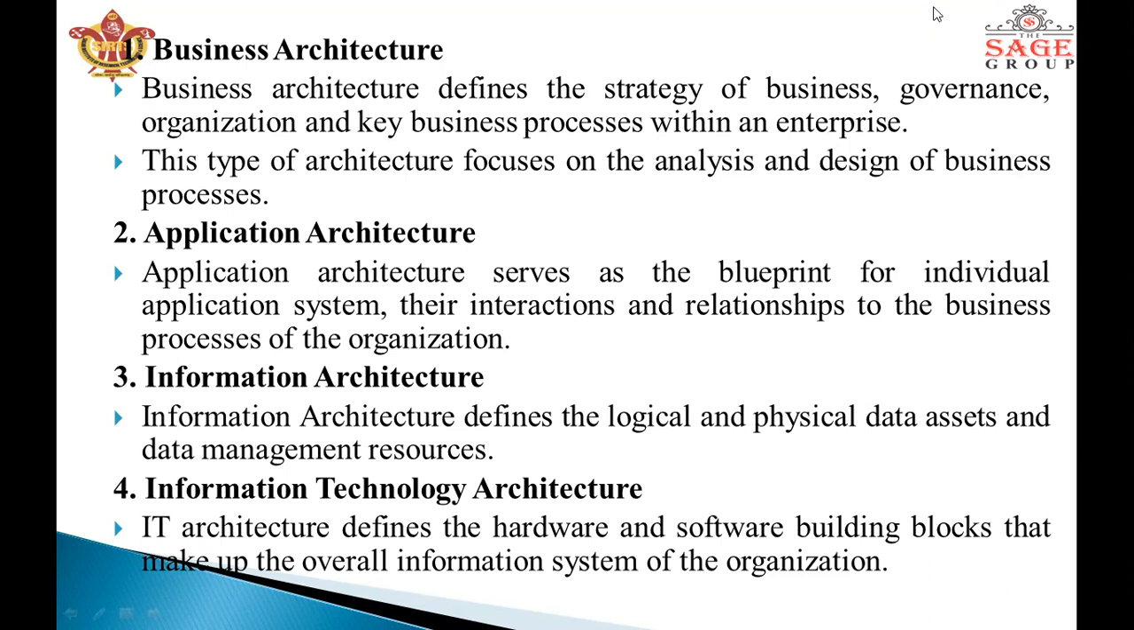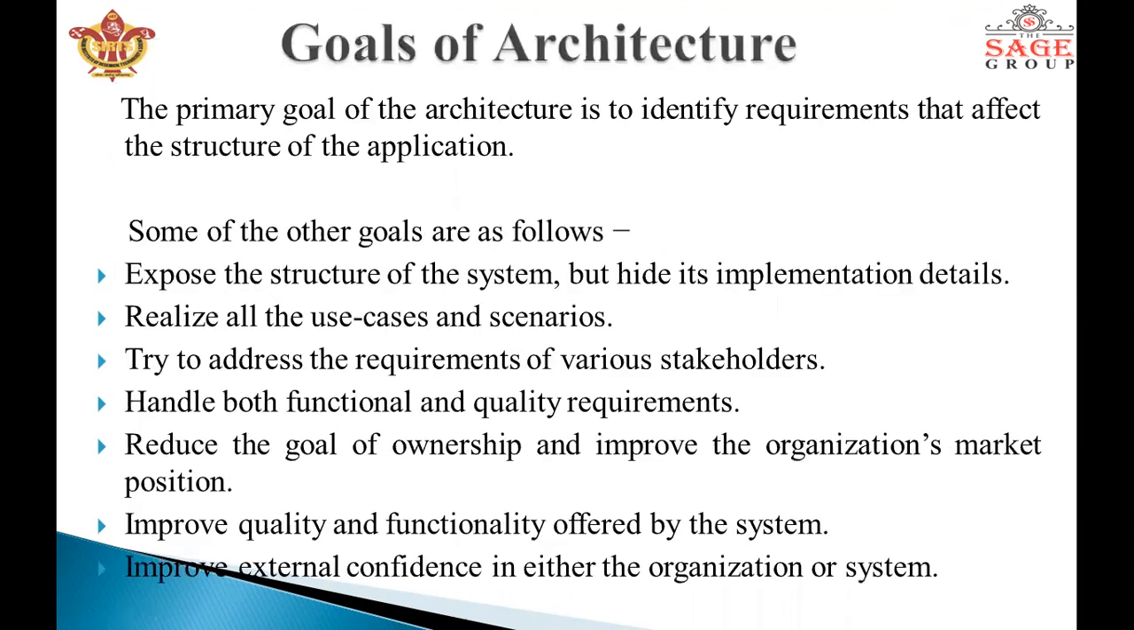And information architecture defines the logical and physical data assets and the data management resources on the applications. And also the last one is information technology architecture. Information technology architecture defines the hardware and software building blocks that make up the overall information of the organization. So these are the four types of business architecture.